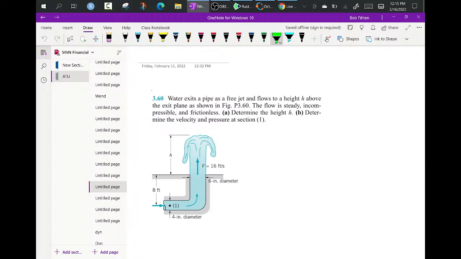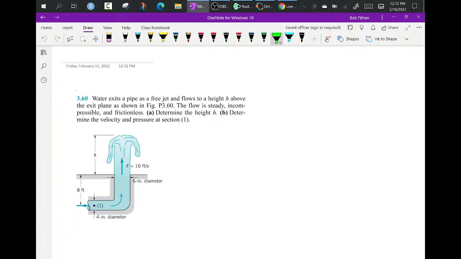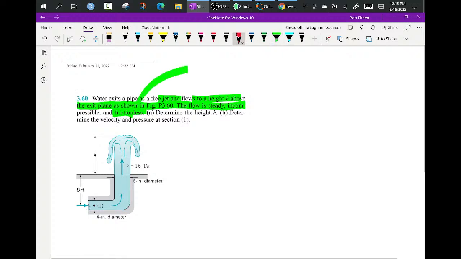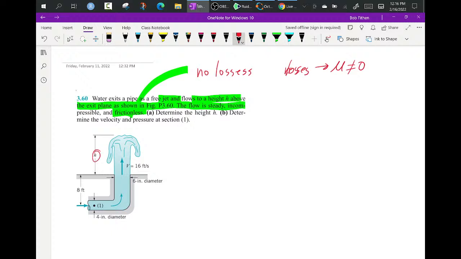Okay, so let's work this problem. Water exits a pipe as a free jet and flows to a height above the exit plane. The flow rate is steady, incompressible, frictionless. That means no losses. The only way you have losses is through that not equaling here. Determine the height. Determine the velocity and pressure at section 1.